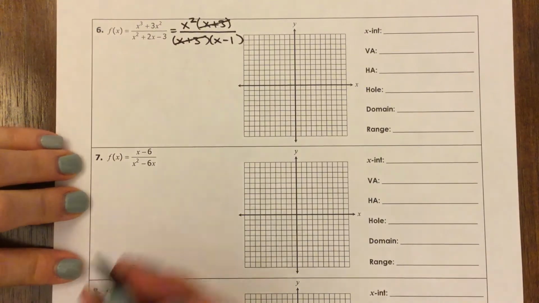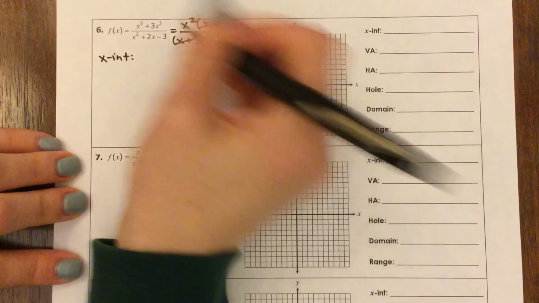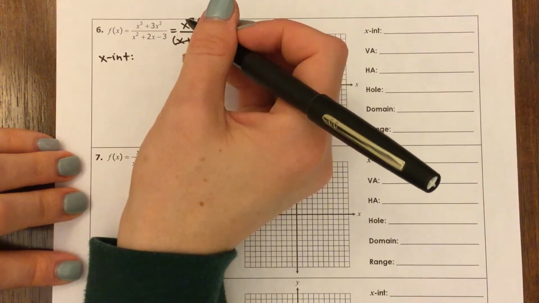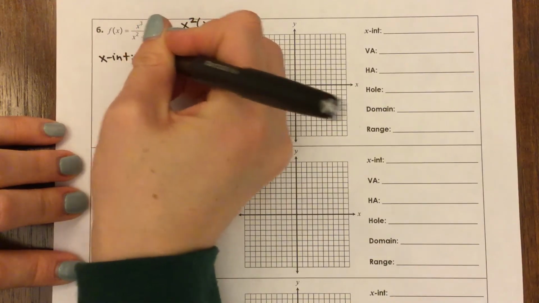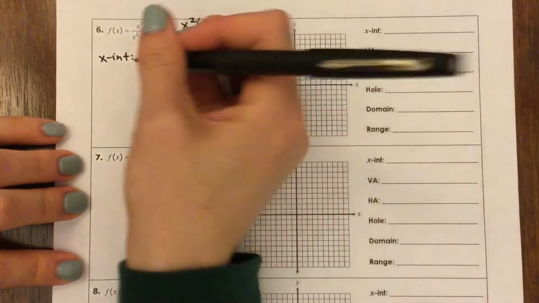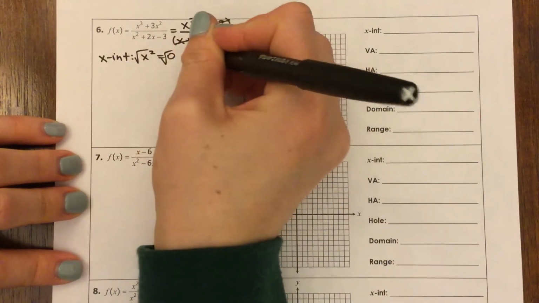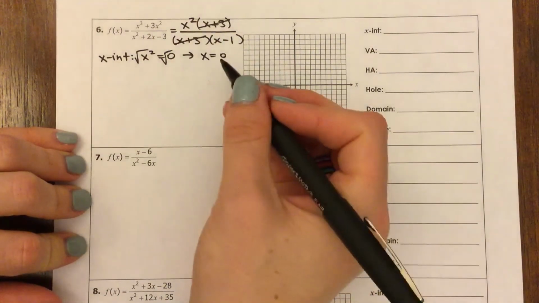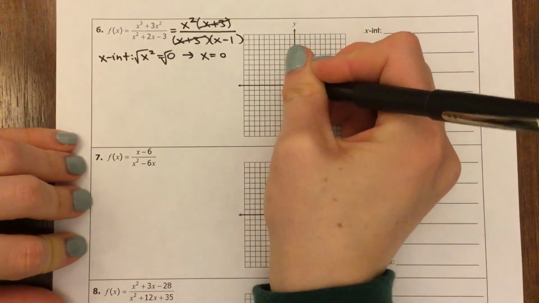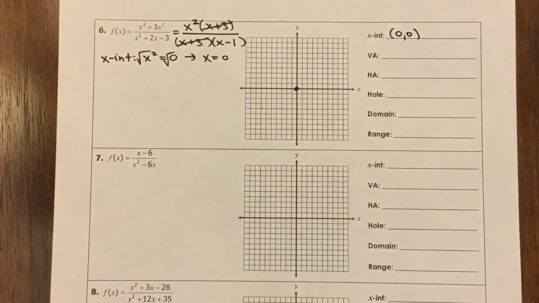Step 2, find the x-intercept by setting the numerator equal to 0. And in a case like this, you want to make sure it's the reduced version that you're using. So it's only the x squared that I would set equal to 0. And there, because it's an x squared, we take the square root of both sides, and because it's a 0, we don't need the plus or minus. It's just x equals 0. So I write it here, I plot it here, and I write it here, making sure that it's an ordered pair when you list it there.